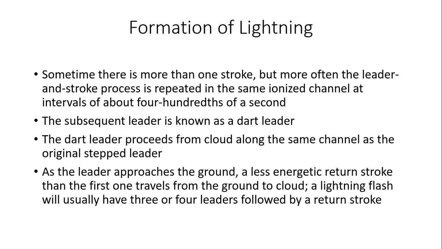And sometimes there is more than one stroke, but more often the leader and stroke process is repeated in the same ionized channel at intervals of about 0.04 of a second. This is what makes it so difficult to get these cool lightning bolt pictures. The time exposure has to be really good, and timing has to be on your side if you're a photographer, because it happens so quickly. 0.04 of a second is very fast.